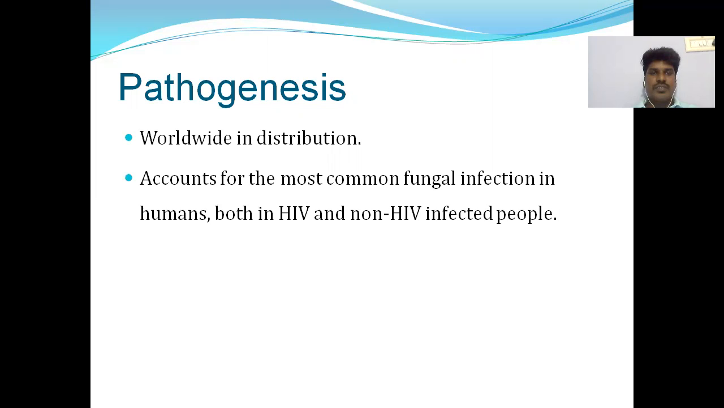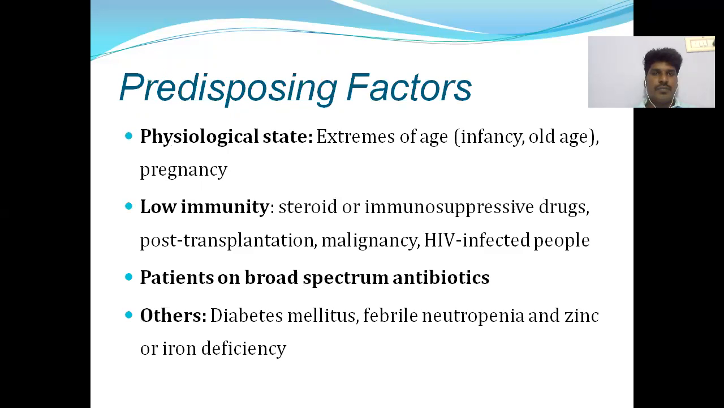Next one is the pathogenesis. It is worldwide in distribution, and accounts for the most common fungal infections in humans, both in HIV and non-HIV infected people. Next one is the predisposing factors, and these are all the factors which predispose to candidal infections.